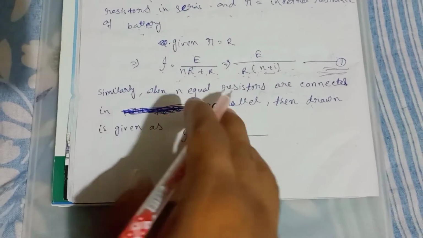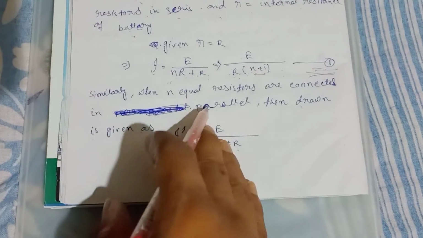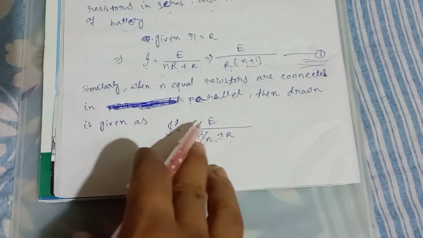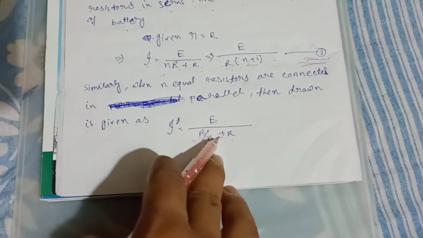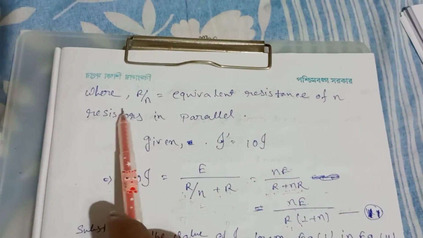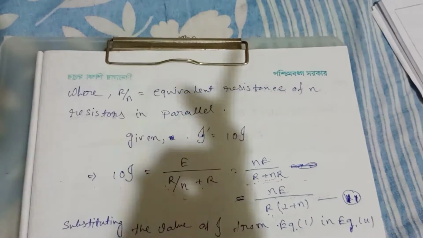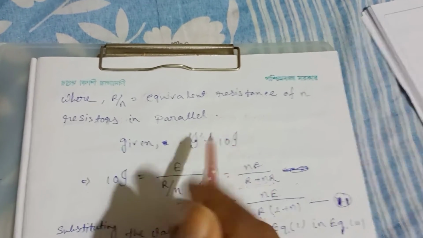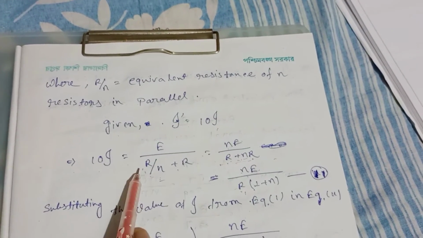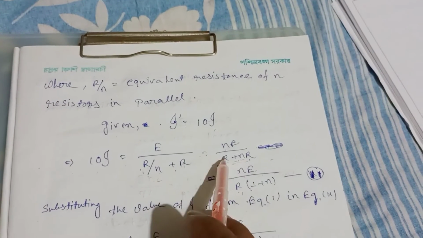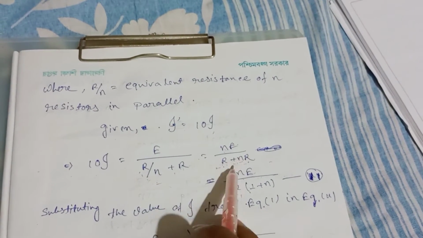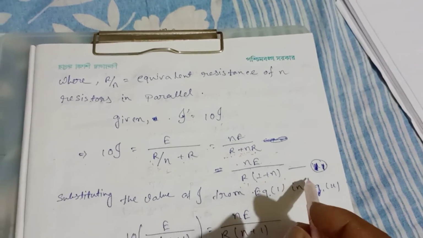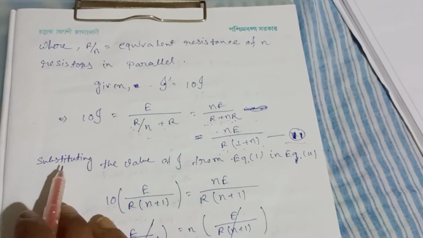Similarly, when n equal resistors are connected in parallel, the current drawn is given as I dash equals E by (R by n plus R), where R by n is the equivalent resistance of n resistors in parallel. Given I dash is equal to 10I. So 10I equals E by (R by n plus R), which is nE by R times (1 plus n). This is the second equation.